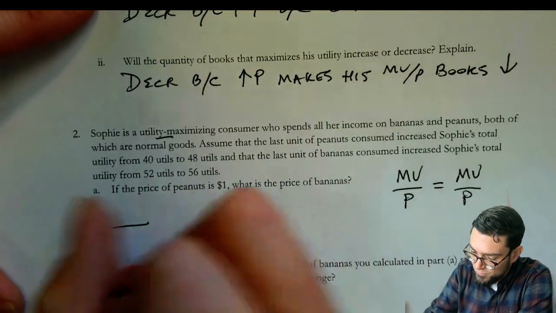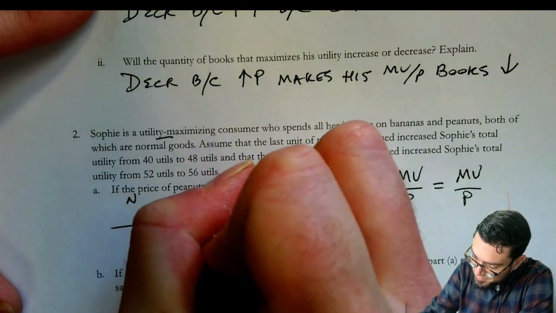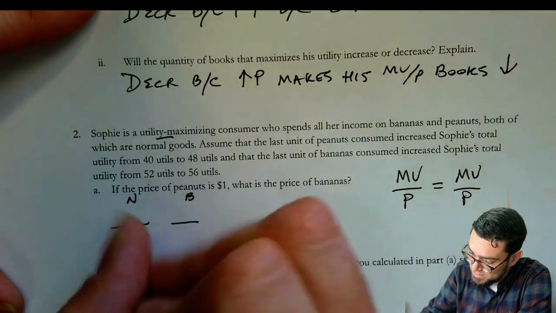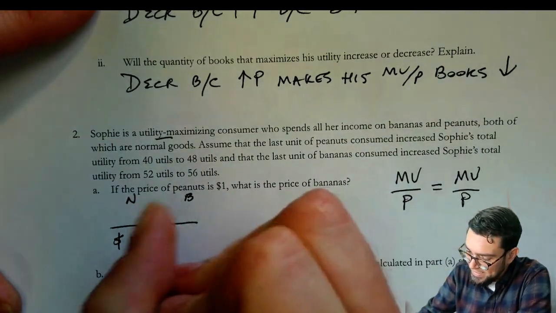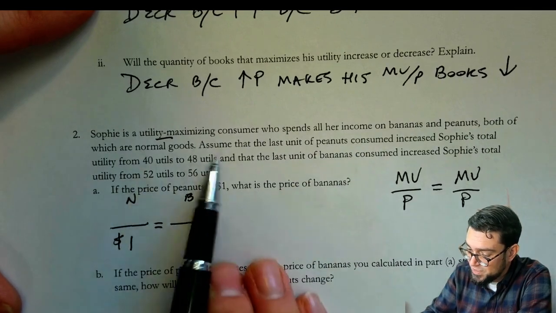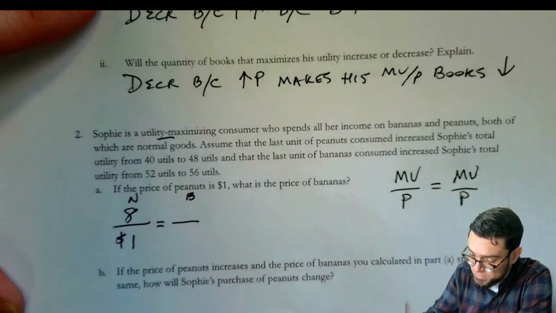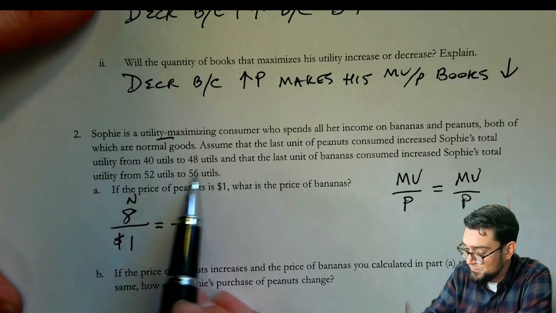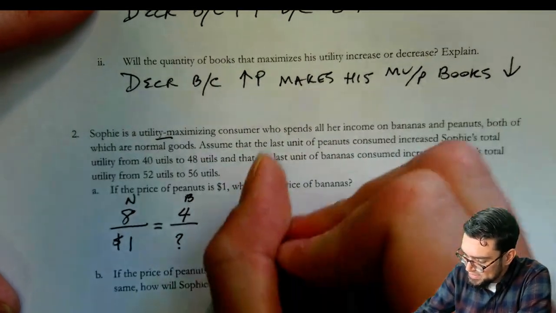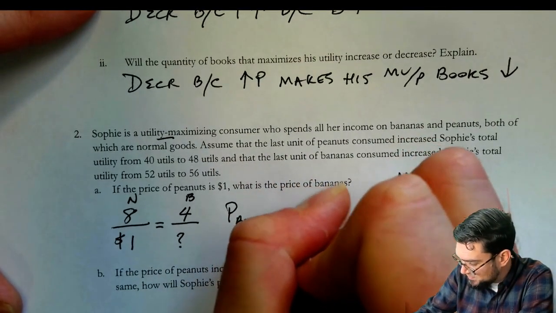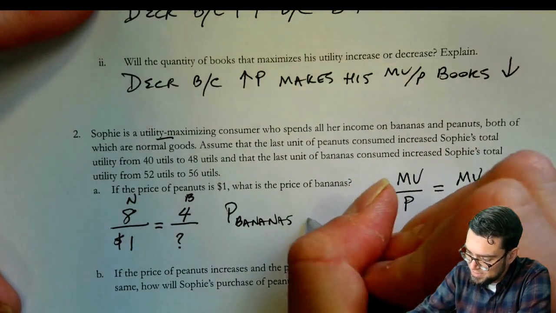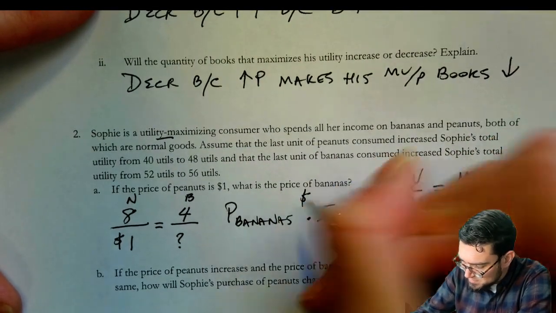So I'm going to put the nuts here and the bananas here. We're looking for the price of bananas. The price of the peanuts was $1. We know that these two are going to be equal to each other. For peanuts, she went from 40 to 48, so the utils for the nuts was 8. Utils for the bananas went from 52 to 56, so that's 4. Therefore, for the price of the bananas, 8 over 1 is equal to 4 over x. So the price of the bananas is 50 cents.